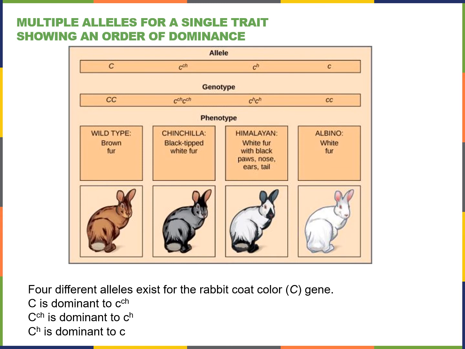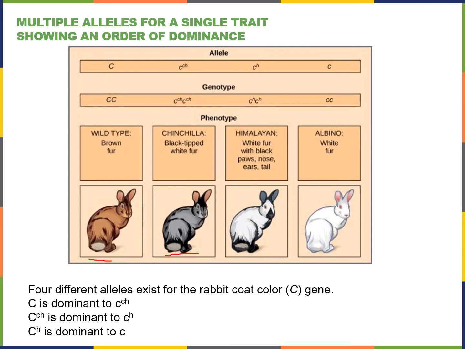There's multiple alleles that deal with the coat color in the rabbits. So 4 alleles exist for the C gene. The wild type version, C+, is expressed as brown fur. The chinchilla phenotype, or little c, ch, is expressed as black tip white fur. That's the chinchilla right here.